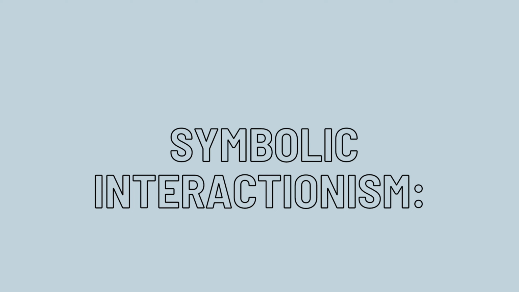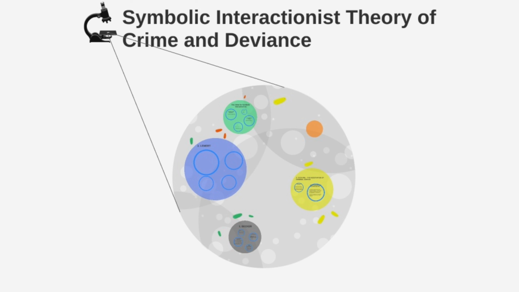Now we will discuss symbolic interactionism on crime and deviance. This perspective explores how symbols and interactions contribute to the construction of meaning, including the labeling of individuals as criminals. It emphasizes the importance of societal reactions and labels in shaping the behavior of those labeled as deviant.